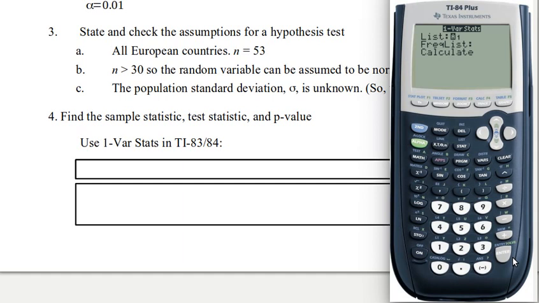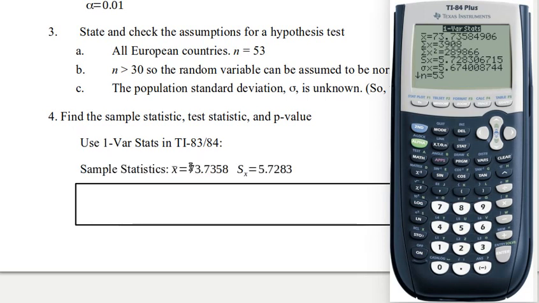And it's easy to change lists. Notice that above the 2 key is L2 in blue. So I press second and 2 to get L2. And then I go down to calculate. And it tells me x bar is 73.73. So there is my sample statistic.